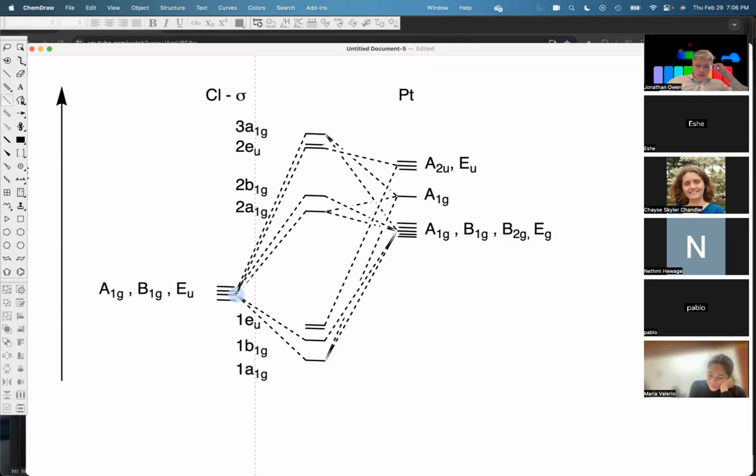So the interaction's not quite as strong here because we're talking about something that's further away in energy. Let's see here. Did we get everybody? No. What are we missing? So all of these guys are accounted for, but here we have some orbitals that are not part of the picture. There's an A2U, for example. That's non-bonding. And we also have a B2G that's non-bonding.